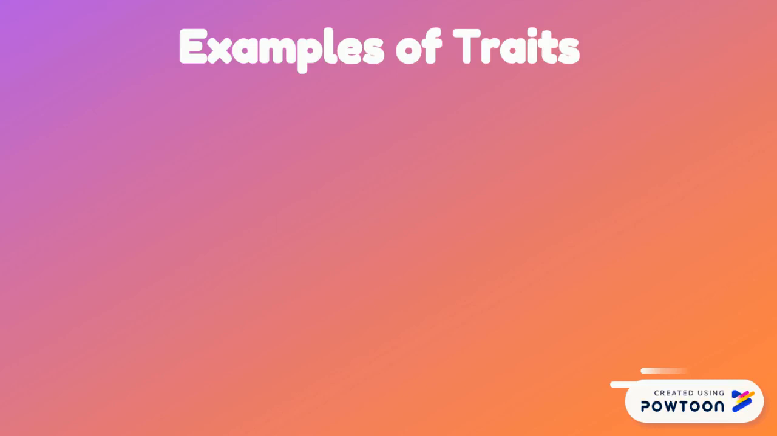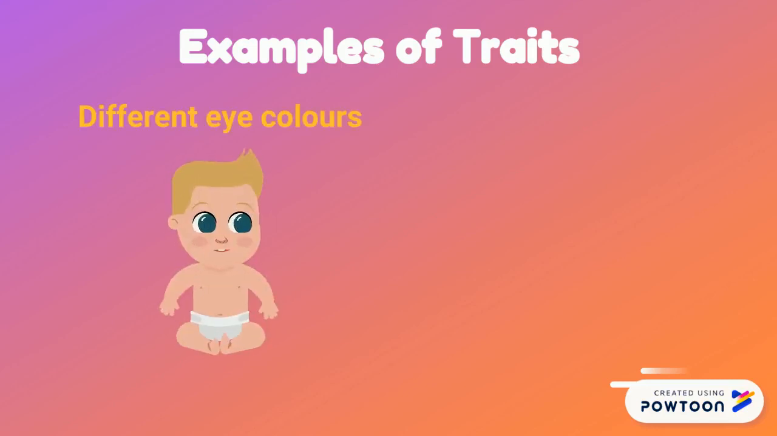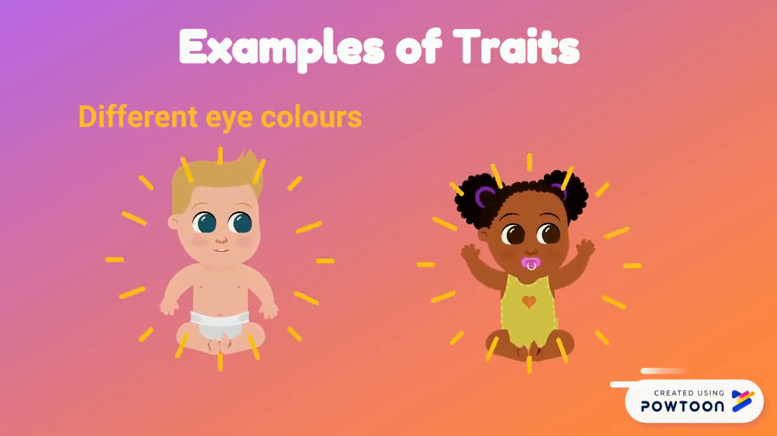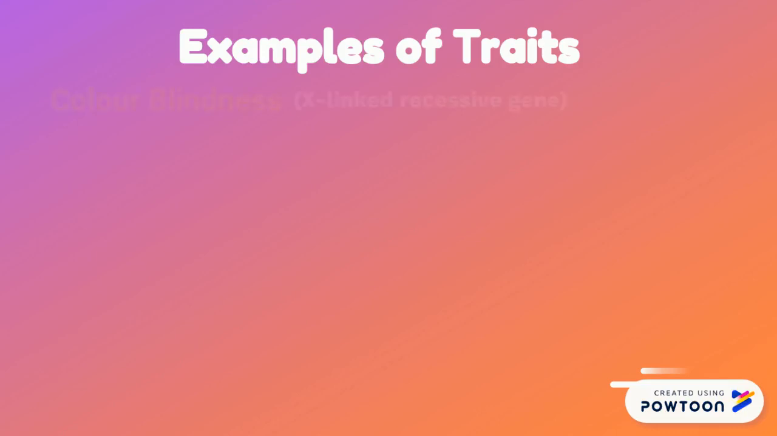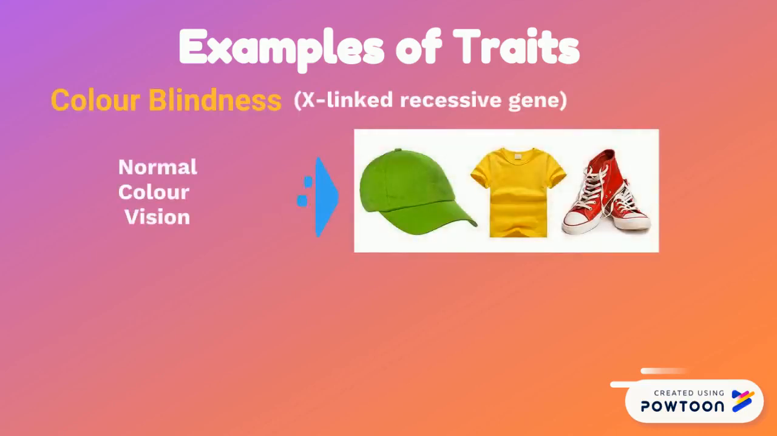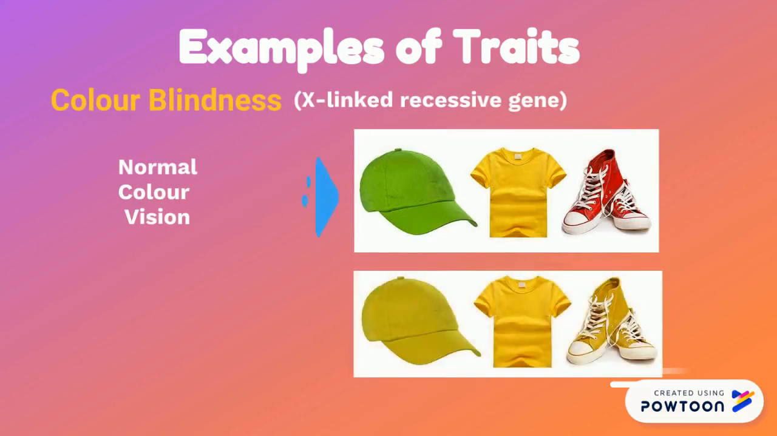So an example of a trait is differences in eye color, which is recessive for blue eyes and dominant for brown eyes. Another example of a trait is color blindness. Color blindness is a condition where a person cannot distinguish certain colors such as red and green. Males are affected more frequently than females because it is X-linked recessive.